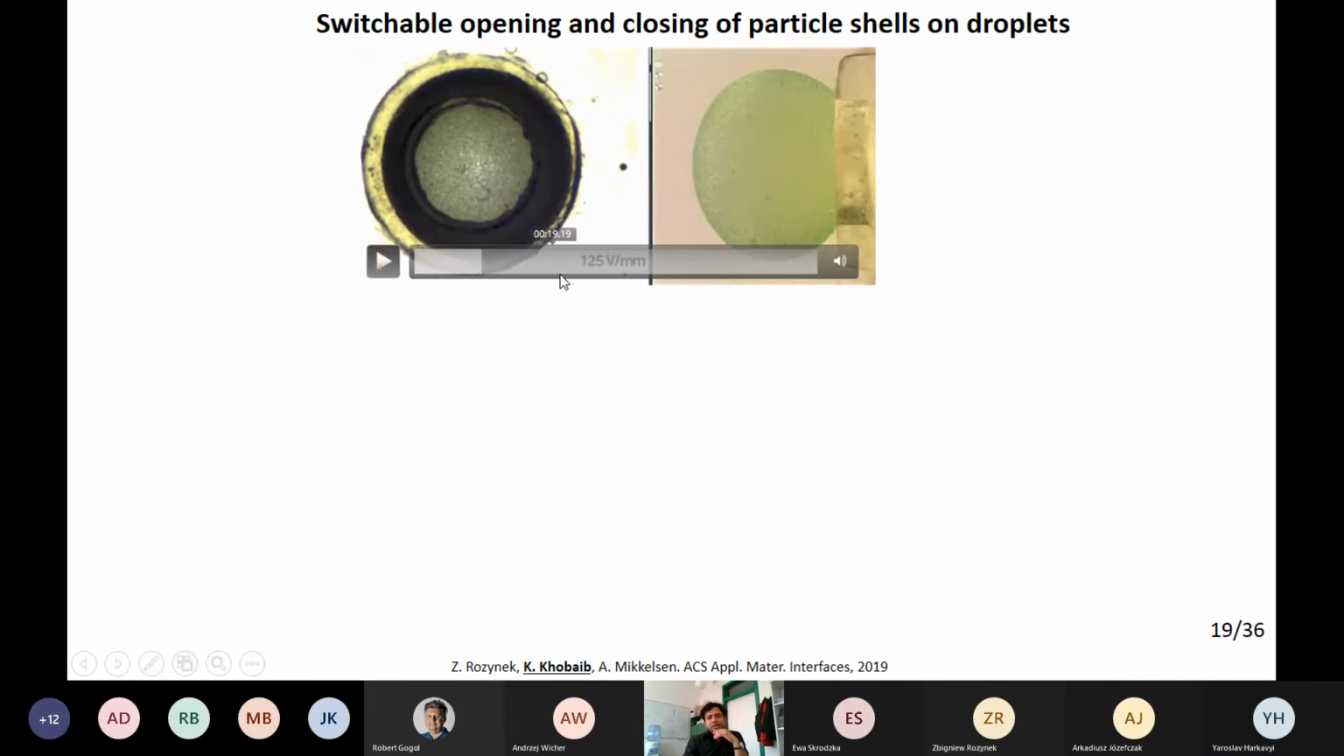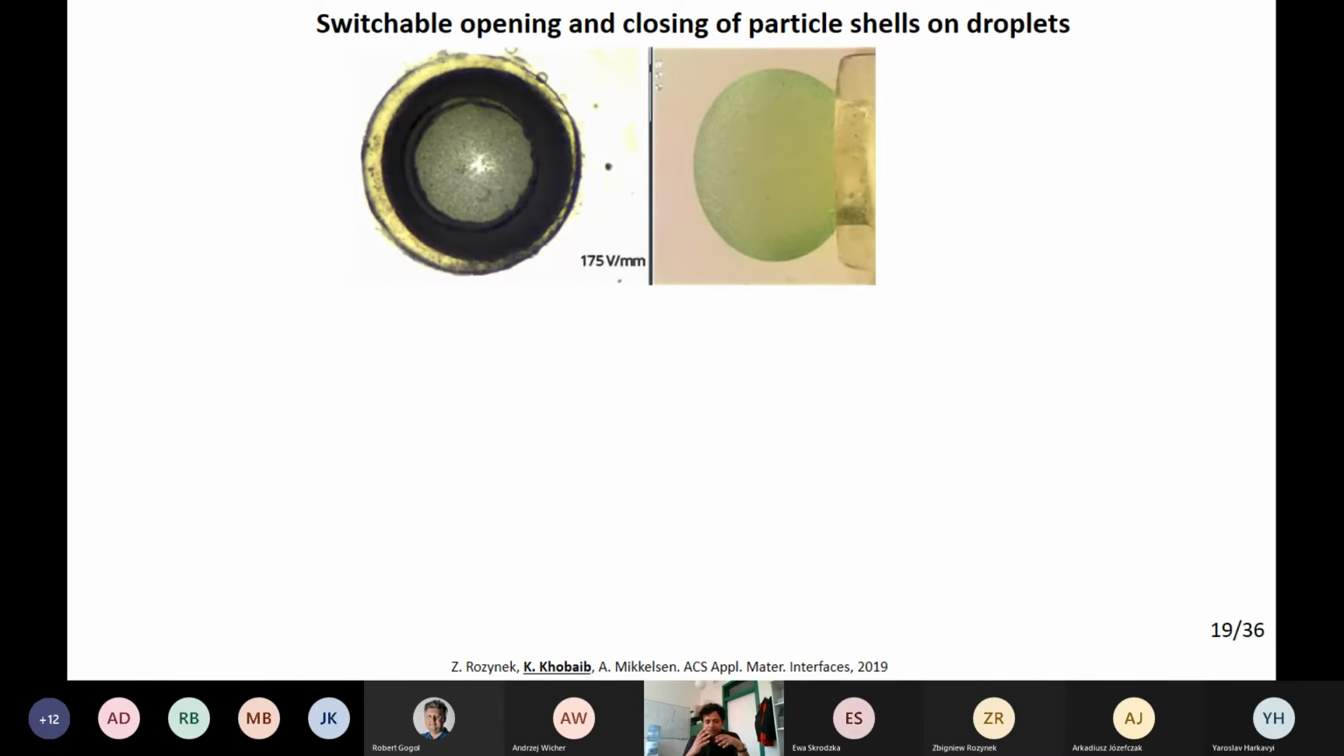First, what we did, we attached our droplet to one of the ITO coated electrodes through a plastic ring. We attached our droplet in such a way that there are no particles inside, and we applied the electric field. What we can see is that up to 125 volts, no opening area was observed, but above that we can see that an opening area is created.